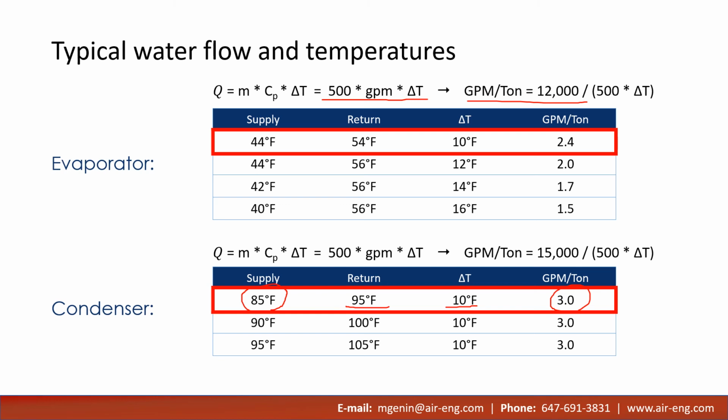Recall that the heat of rejection is the sum of the evaporator load plus the heat of compression. So 2.4 GPM represents the evaporator load, and the additional 0.6 GPM per ton represents the additional flow needed for the heat of compression. This additional 25% is an approximation. Its exact number will depend on the efficiency of the compressor and other operating conditions. There are exactly 12,000 BTUs per ton absorbed in the evaporator and approximately 15,000 BTUs per ton of heat rejection in the condenser.